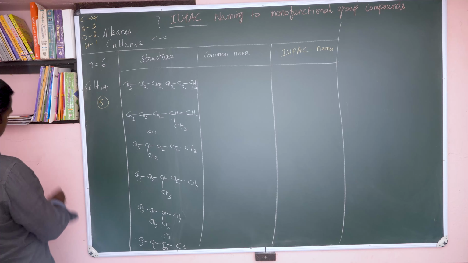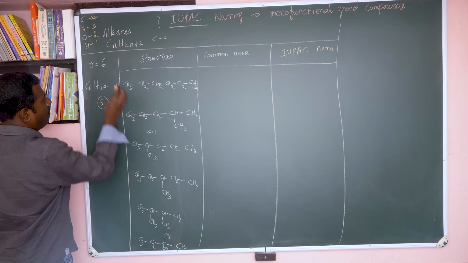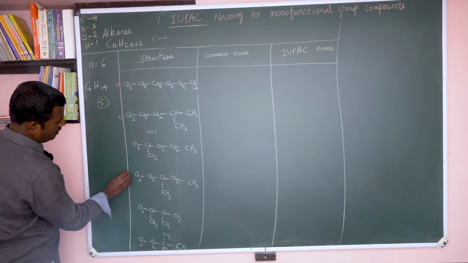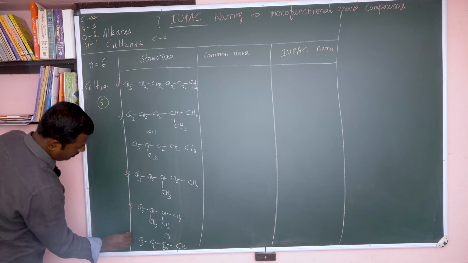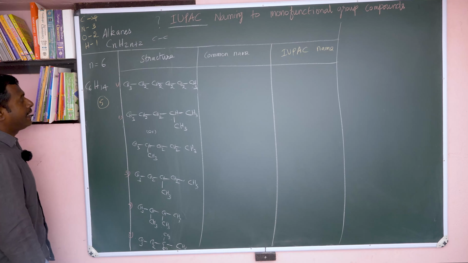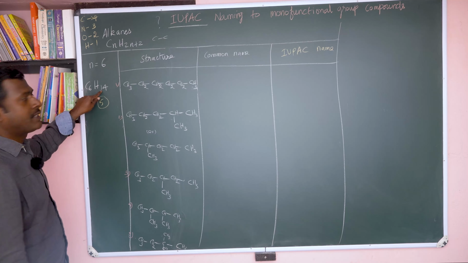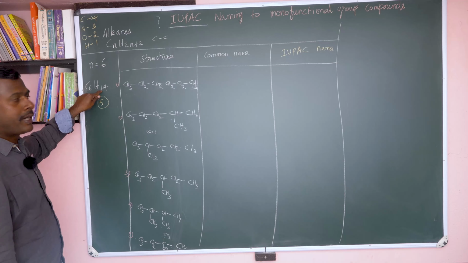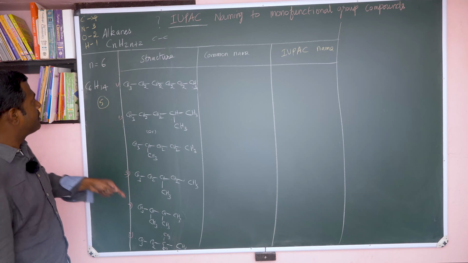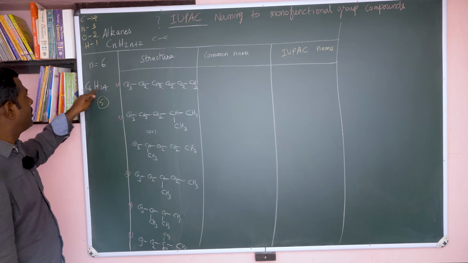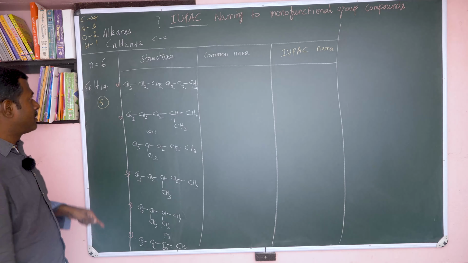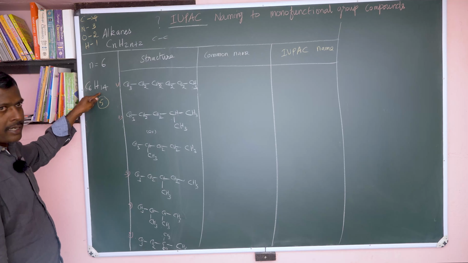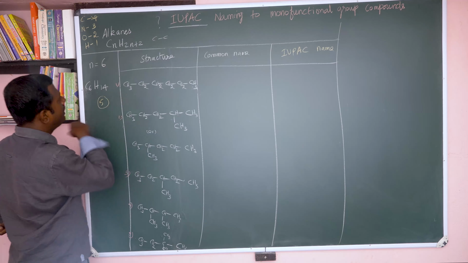Okay, so we have written 1, 2, 3, 4, 5 different alkanes with the molecular formula C6H14. Okay, shall we check whether these compounds have 6 carbons and 14 hydrogens? We know that all these have 6 carbons. Are they having 14 hydrogens in it? You see, let us check.